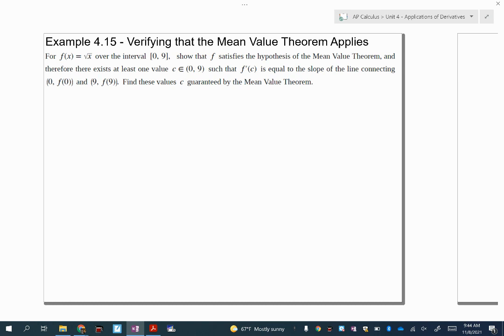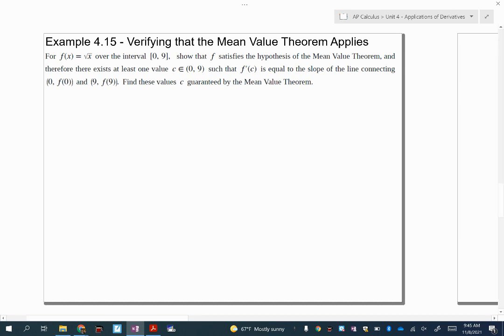the same slope of the tangent line to the curve at that value c that's equal to the slope of the line that connects the points (0, 0) and, you'll see when we plug in 9, (9, 3), right? Because the square root of 9 is 3. All right? So we know that it's continuous. We know it's differentiable. So the first thing I'm going to do is find the slope of my line that connects the endpoints.